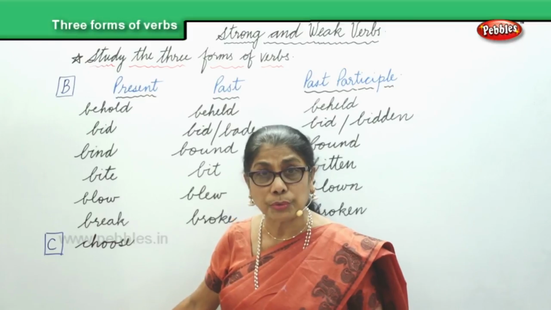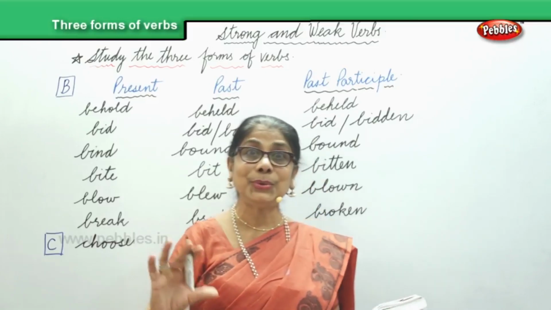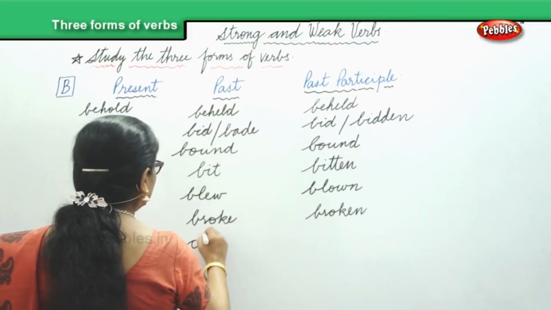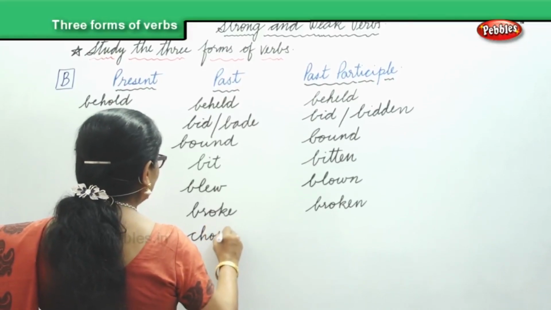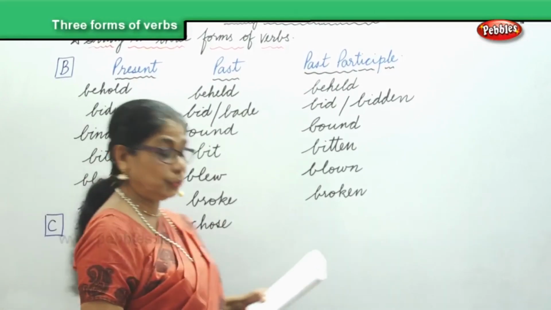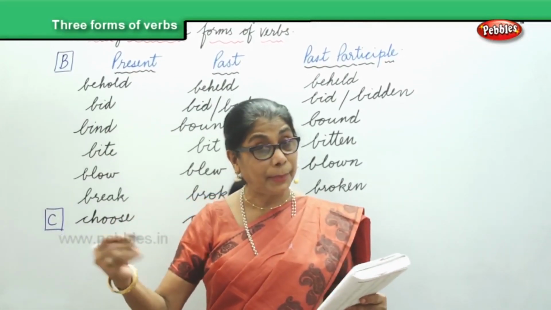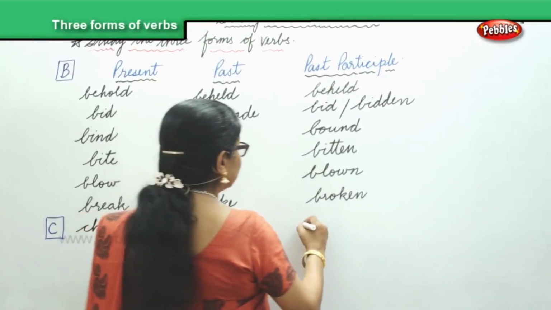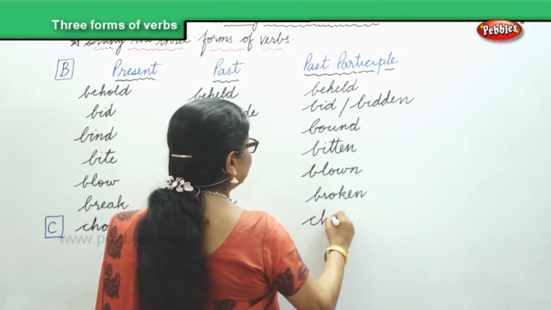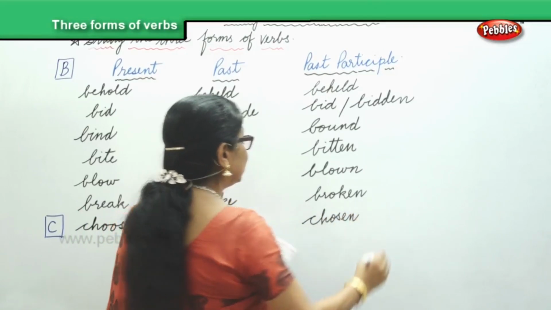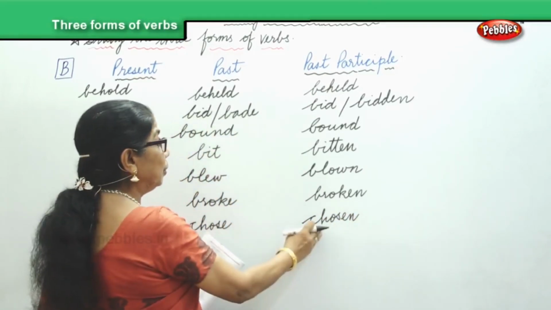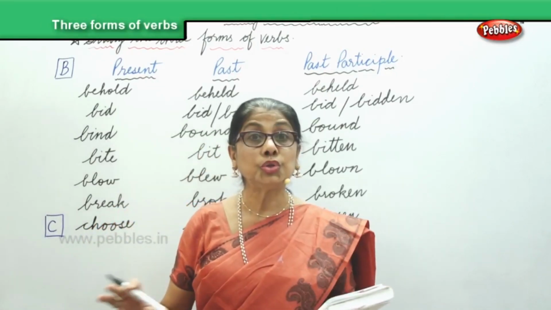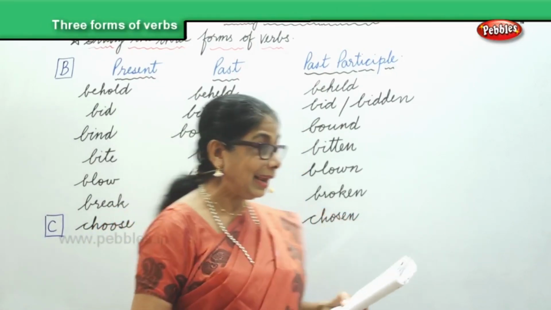You can choose your own dress. Then you can say, I chose a nice book, or I chose a nice dress, or I chose a nice pair of shoes. Now, when you're finished, in the past participle, you'll say chosen. I have chosen a nice dress or a nice book, whatever. Choose, chose, chosen.